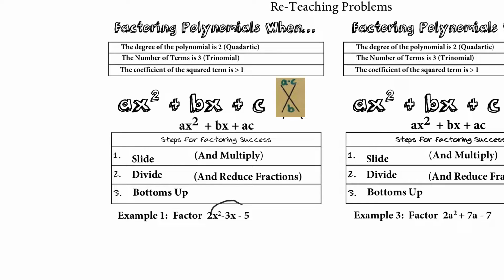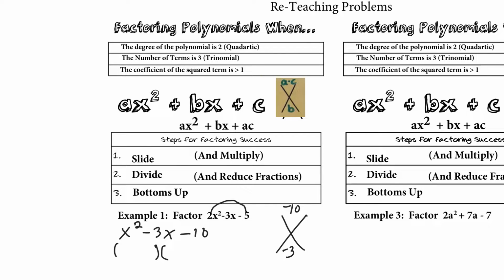2 times negative 5 gives you negative 10. And of course the middle coefficient is negative 3. So you got to find the factors of negative 10 that when you add them up will give you negative 3. And then you're going to go ahead and rewrite the quadratic. So you have x squared minus 3x minus 10.